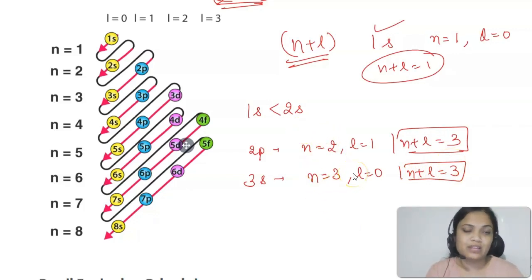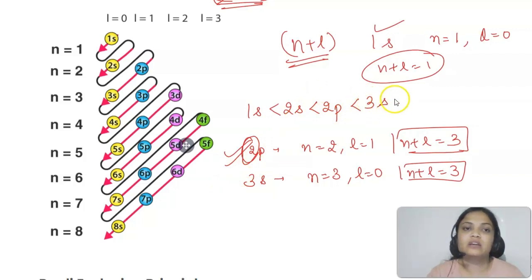Now I told you that if the value of n plus l comes out to be the same, then the one having lower value of n will have lower energy. So here the value of n is lower, which is 2. So after 2s, the 2p orbital will come. After that 3s, then 3p. Same goes with the next. Now 3d.